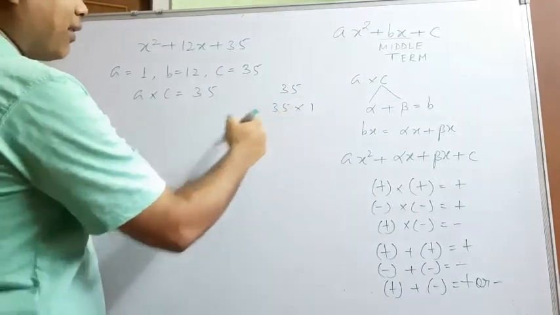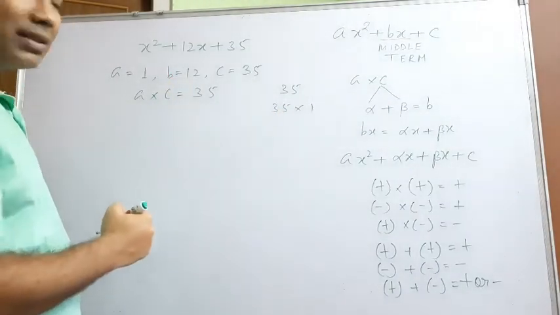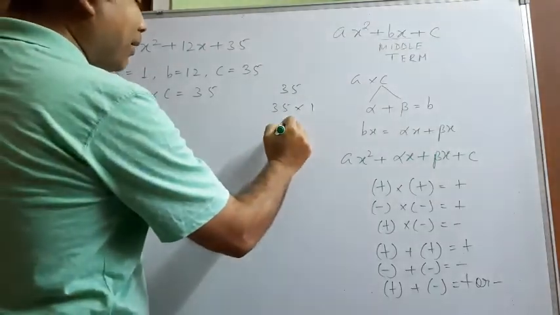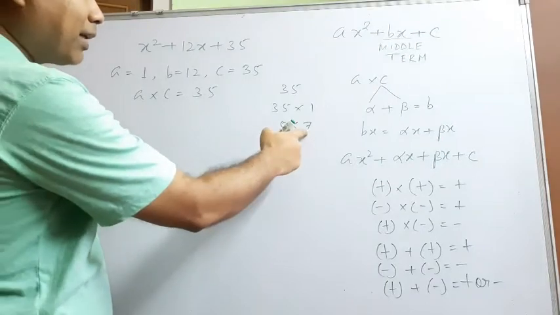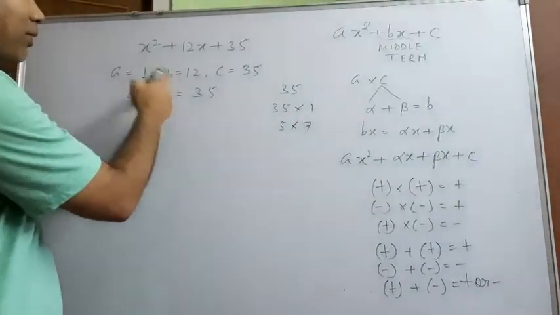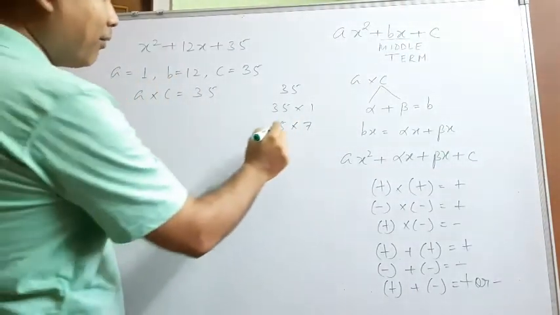Then you get 35 and 1. Is it equal to our b, is it equal to 12? No. Then it may be 5 and 7. What is the sum of 5 and 7? Both factors must be positive. Why must both factors be positive? Because b is positive here. What is the sum of 5 and 7?